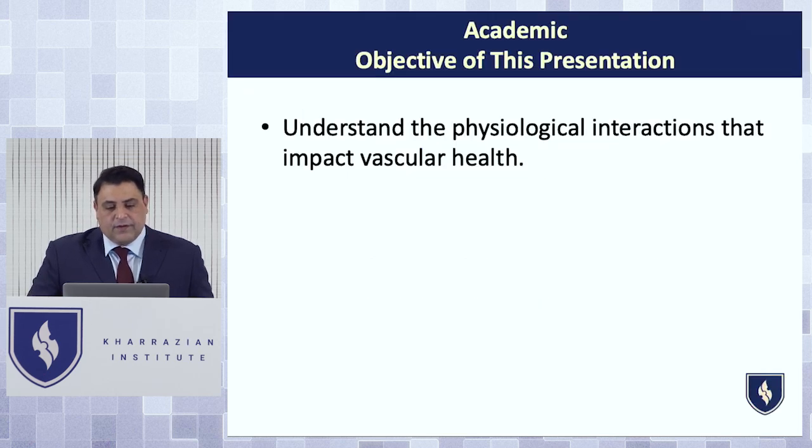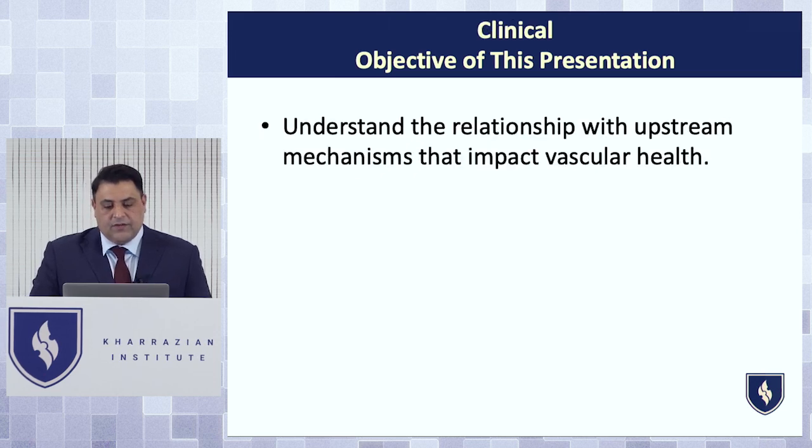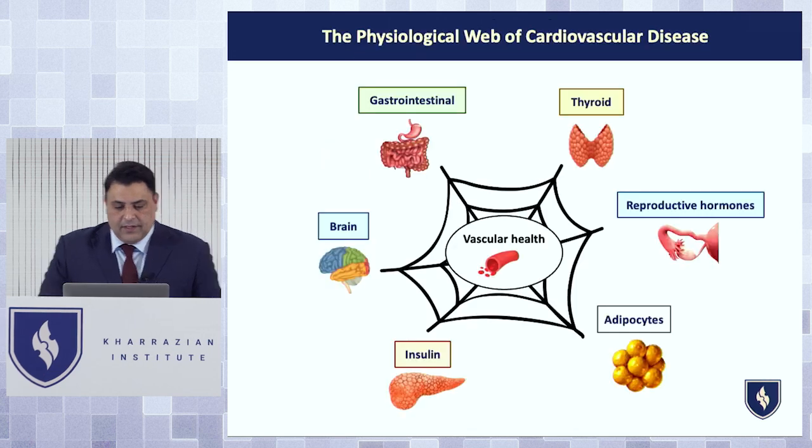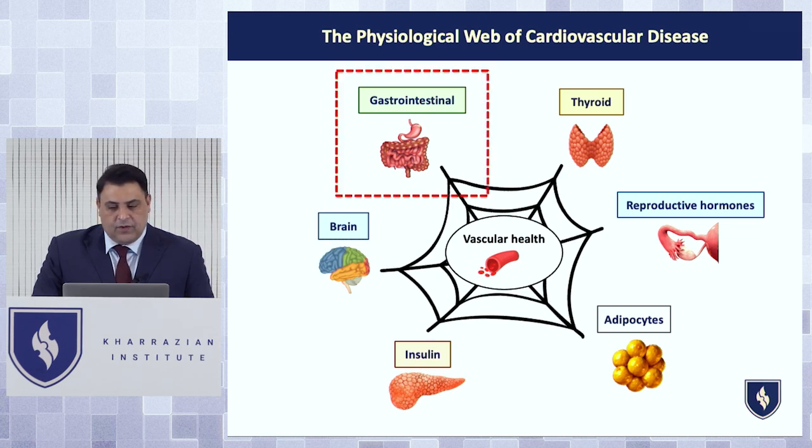Okay, so the goal of this presentation academically is to understand the physiological interactions that impact vascular health. And the clinical goal is to understand the relationships with upstream mechanisms that impact vascular health. And here's the web. And the key areas we want to focus on is the GI tract, thyroid, reproductive hormones, adipocytes, insulin, and the brain. So let's start with the GI tract.